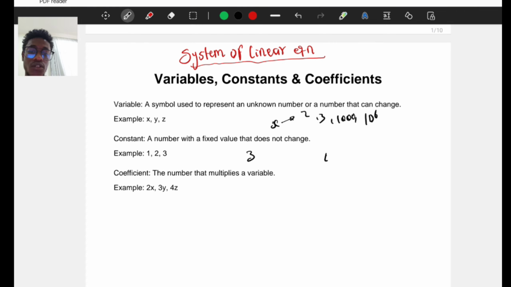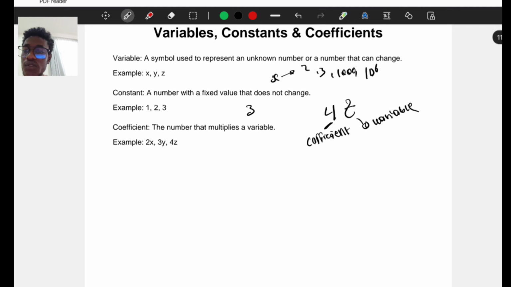For example, here it is 4z from our example. What is 4? 4 is a coefficient. What is z? z is a variable. For example, when we say 3y, 3 is the coefficient, y is the variable. 2x, 2 is the coefficient, x is the variable. So these are the things I want you to understand: the variable, the constant, the coefficient. A number that multiplies the variable is the coefficient.